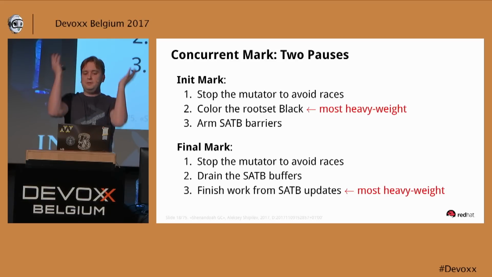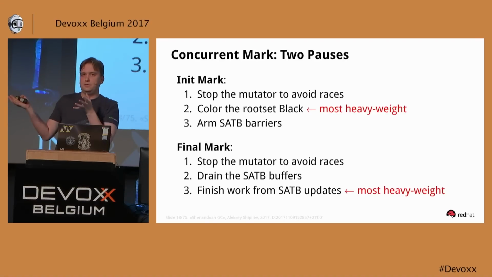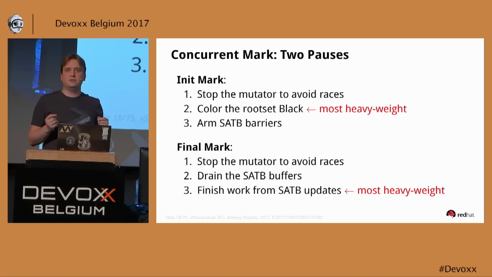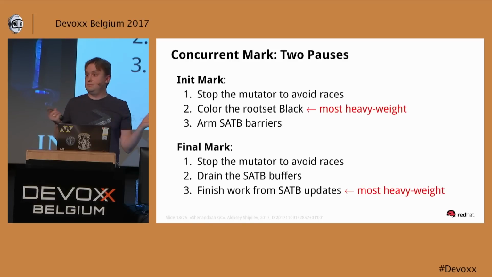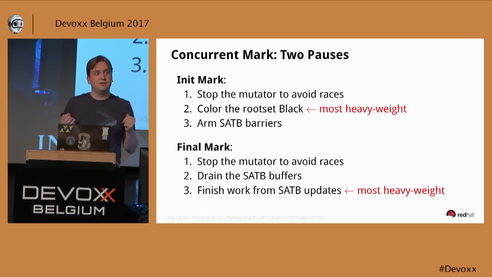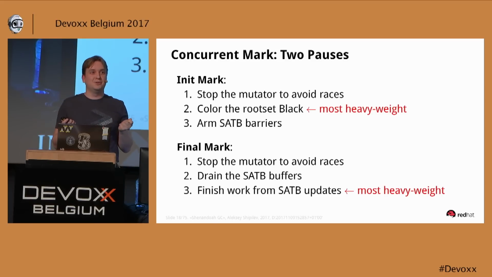So if we have the SATB barrier now, which runs before every single reference store, what do you think the performance overhead of the SATB barrier is? Who is for 10% throughput? 20%, 40, 5, 1, 0.